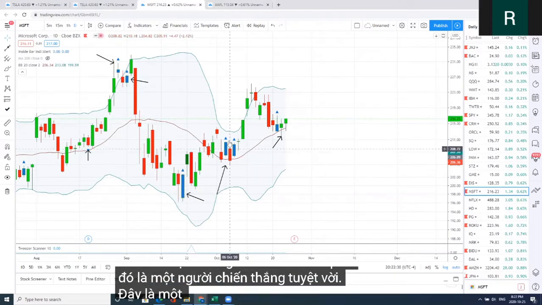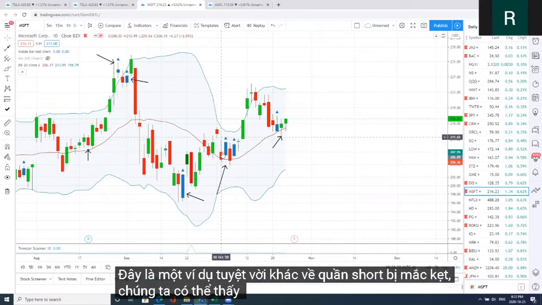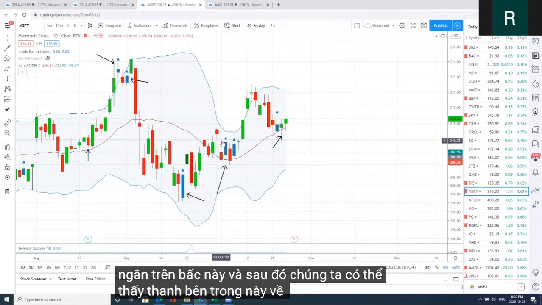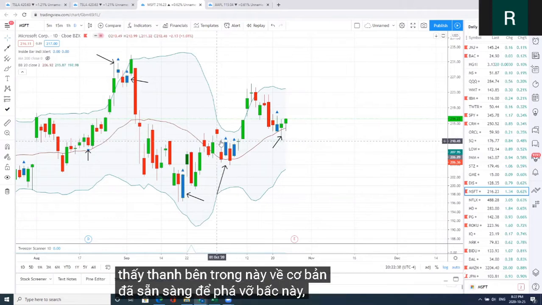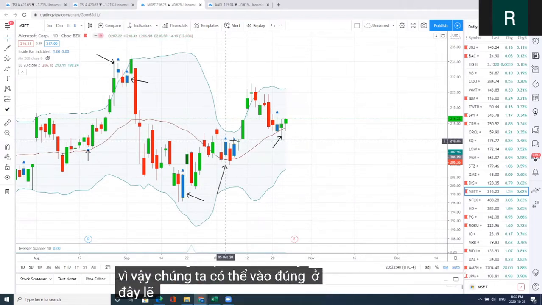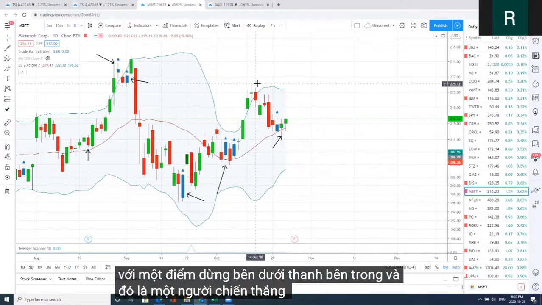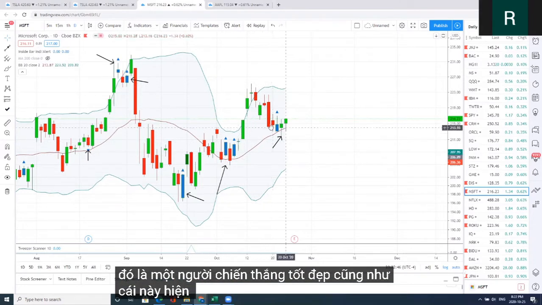and that was a great winner. Here's another great example of trap shorts. We could see shorts shorting on this wick, and then we could see this inside bar close basically ready to break this wick. So we could have entered right here, which would have been filled over here, would have stopped below the inside bar, and that's a nice winner as well. This one is currently playing out.